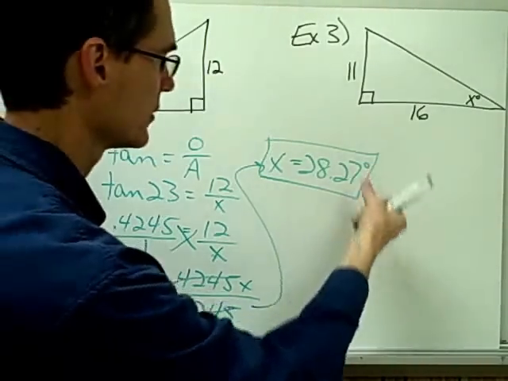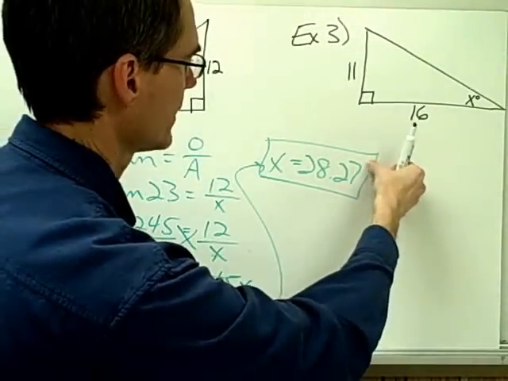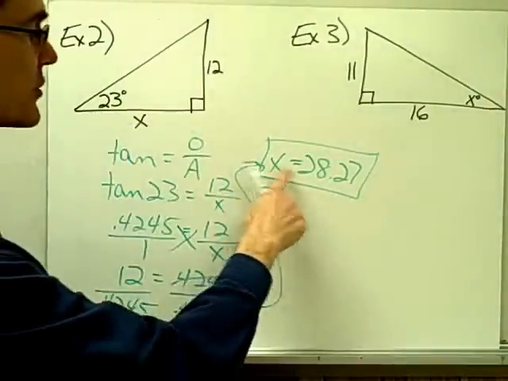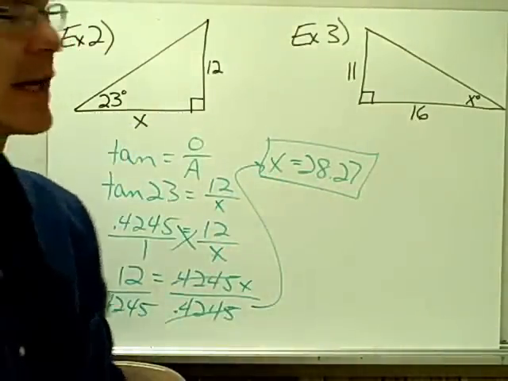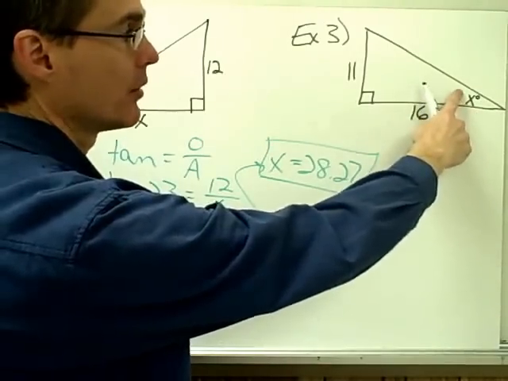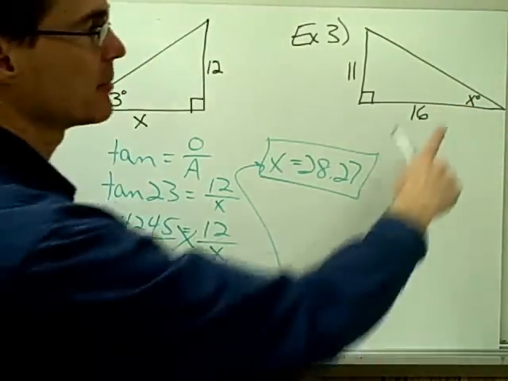Oops, not degrees. I'm not solving for an angle, so my answer is not going to be in degrees. My answer is the length of a side of a triangle. So x is 28.27. Now in example number 3, I am looking for the value of an angle, so my answer is going to be in degrees.